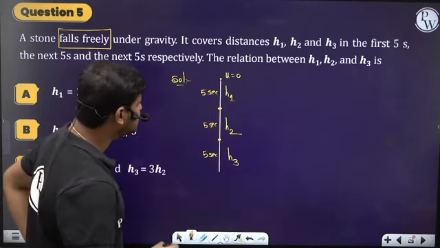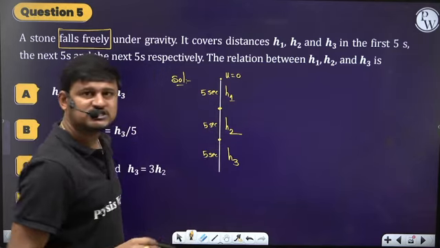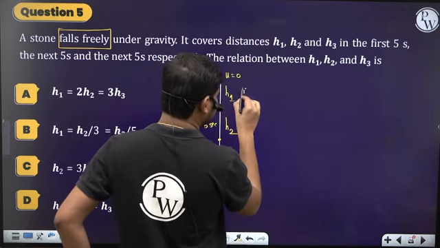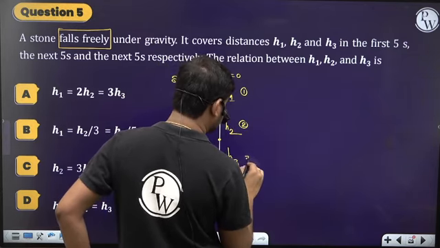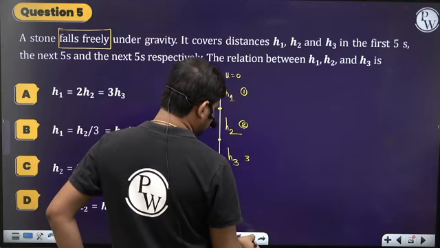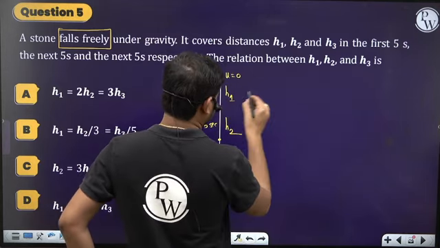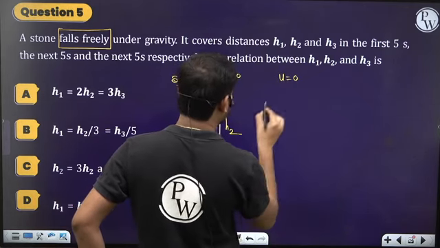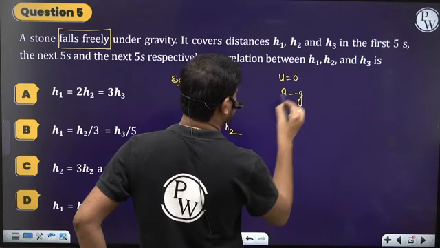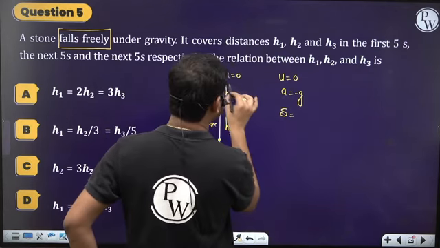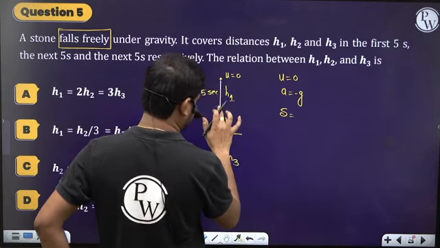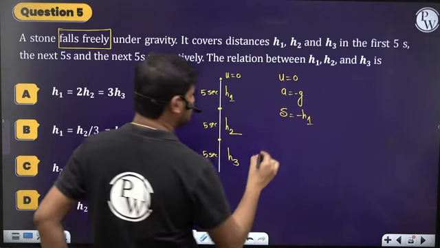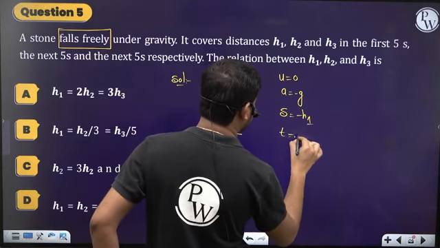Now, the relation between h1, h2, h3. So I am going to take 3 different equations. Let this one be 1, let this be 2, and let this be the third journey. In the first one, consider h1, where u is equal to 0, and we know a is equal to minus g. The distance traveled s, initial position is here, final position is here, in the first 5 seconds. Let's consider it as minus h1. Then the time taken t is equal to 5 seconds.